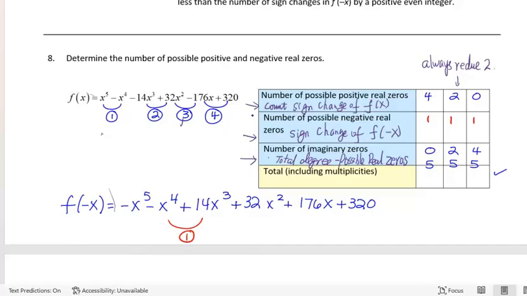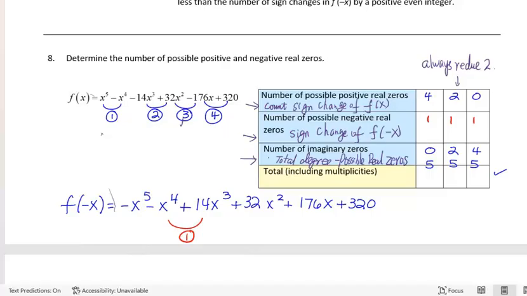For example, here, positive to negative, 1. But negative to negative doesn't change, right? So negative to positive twice, and then positive to negative changes 3 times, and then negative to positive changes. So the sign changes 4 times. That means my possible positive real zeros is 4.